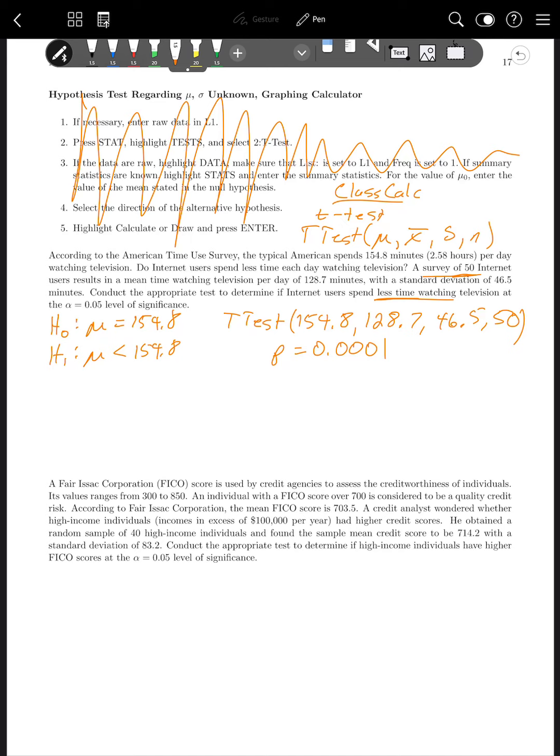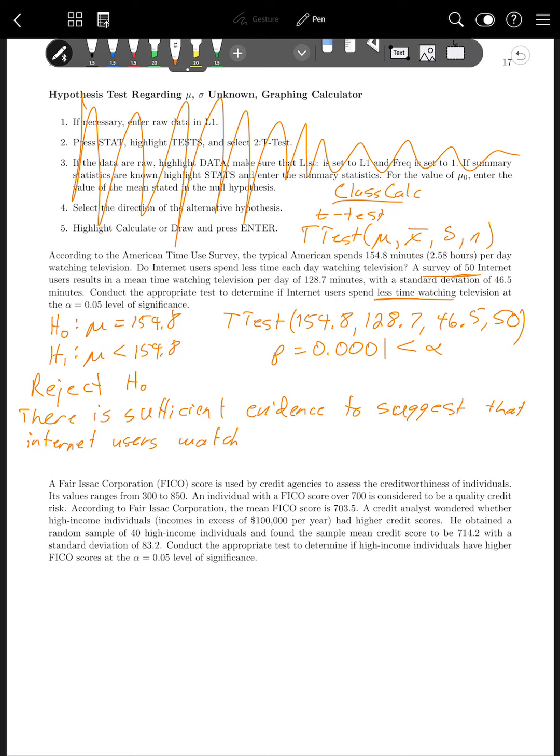And since that's less than alpha, just like in the last section, we're going to reject H naught, and then we can write a conclusion. We could write, there is sufficient evidence to suggest the alternative hypothesis, which is to suggest that internet users watch less TV than the typical American on average.